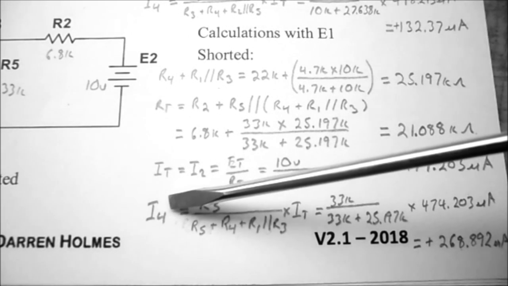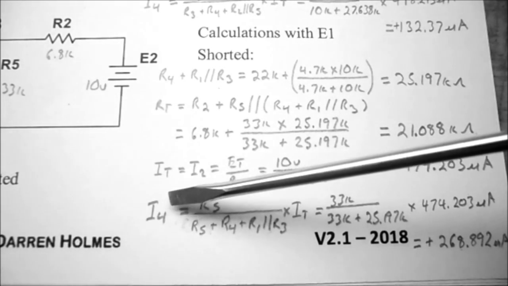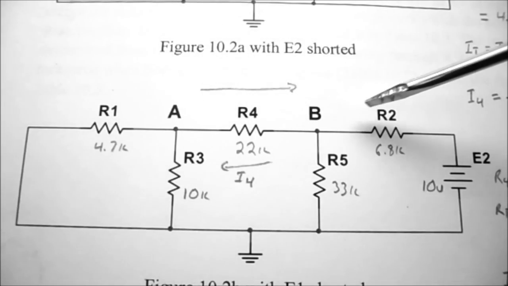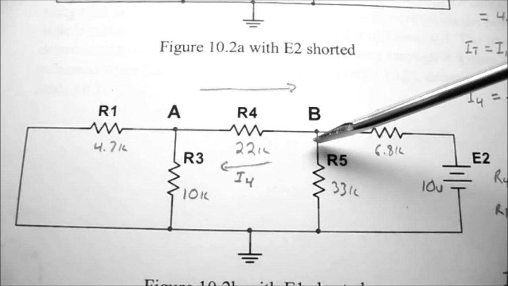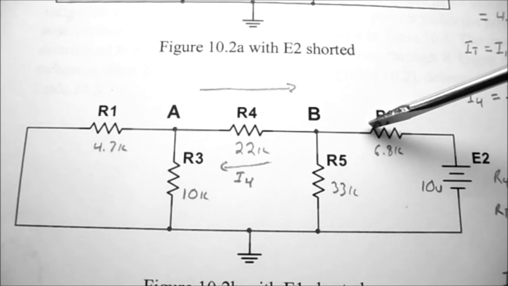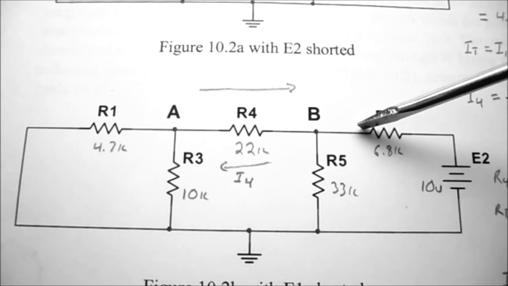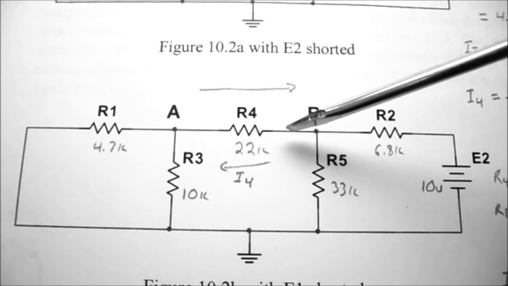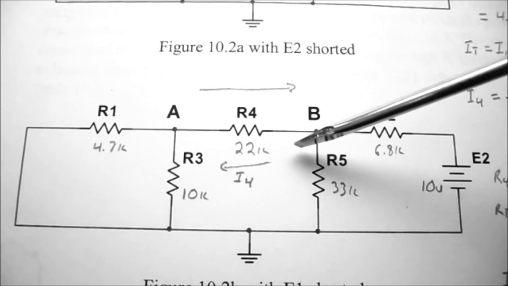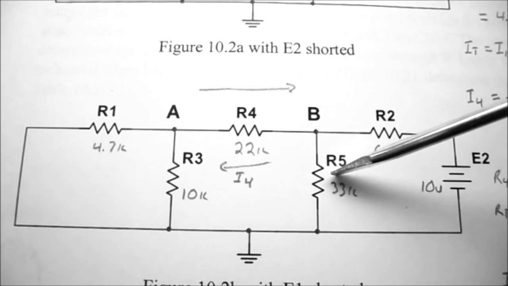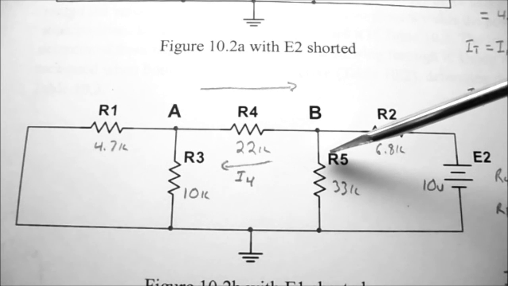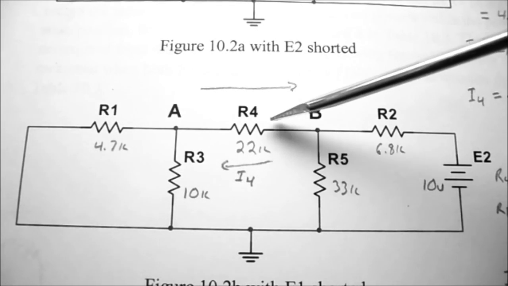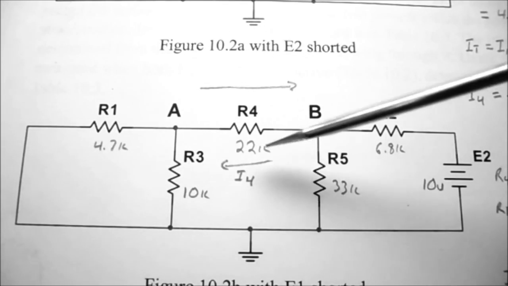Now to find I4, I'm going to use the current divider rule. To use the current divider law, what we need to do is take the current flowing through R2, which is IT, and then the current divider law says you take the resistance that you don't want the current flowing through, so that's R5, over the total of R5 plus the rest of the resistance in the circuit.